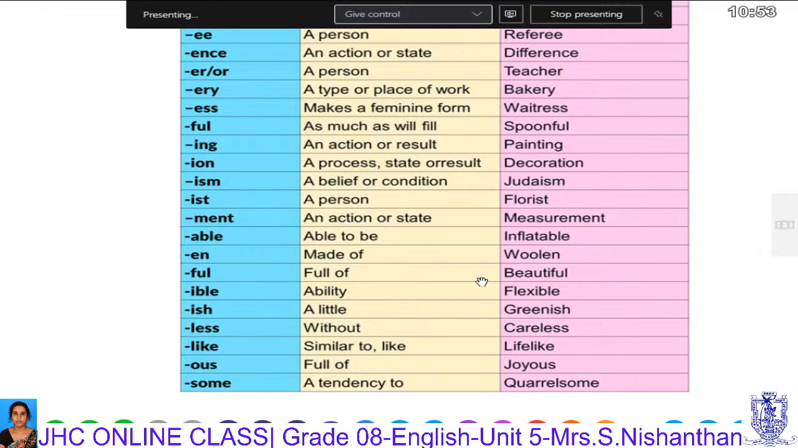And full of, beautiful, colorful, like that. IBLE, ability, able to, flexible, reliable, flexible. ISH, a little, greenish, selfish, childish, like that. Less means without, careless. Like, similar to, lifeless, lifelike. Or OUS gives full of, joyous, cautious, like that. Some means a tendency of, quarrelsome or troublesome, like that.